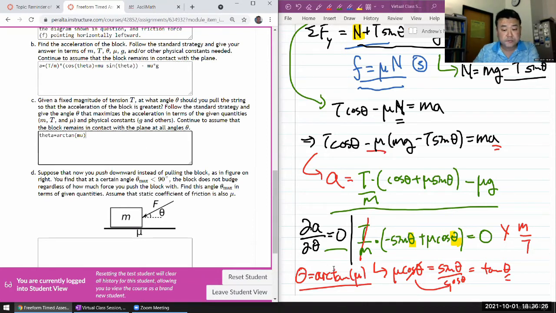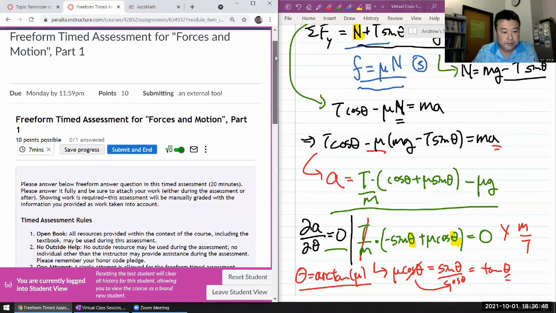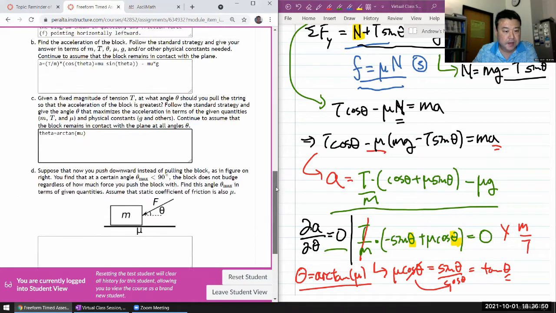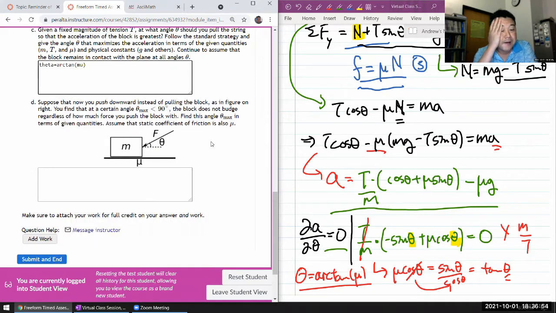Now, as you increase mu, theta goes up. For mu of one, for example, theta should be 45 degrees, because once you introduce friction, you do gain something out of the vertical component of tension. Your normal force goes down, which reduces your friction. All right, do I have 4 minutes? Oh wait, 7 minutes. Okay, I think that's enough time if I don't talk too much for the last bit.